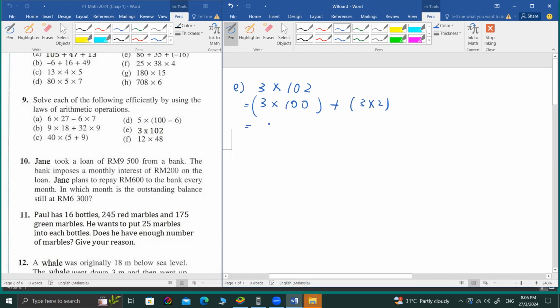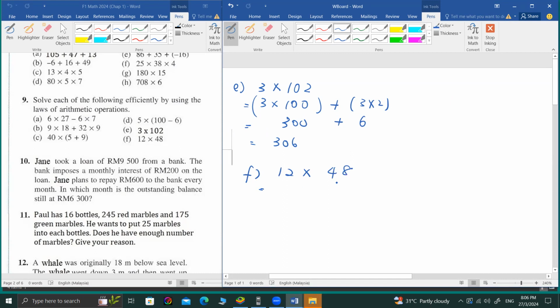Meaning that if I ask you to use the arithmetic operations efficiently, there's no need for you to use a calculator. You can get the answer directly. So I have 306. See that? Then it's 306. Got it? Next, what about F? F, you also can do the same way. 12 times 48. So what did I ask you to do? You can do it how?